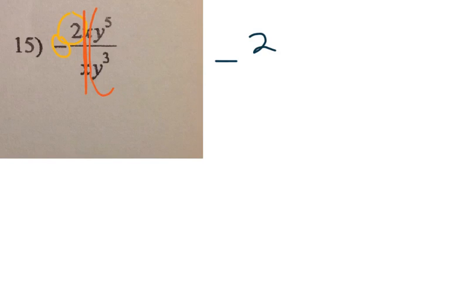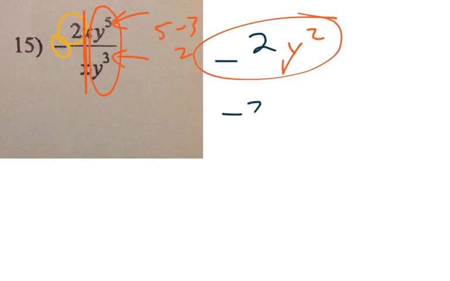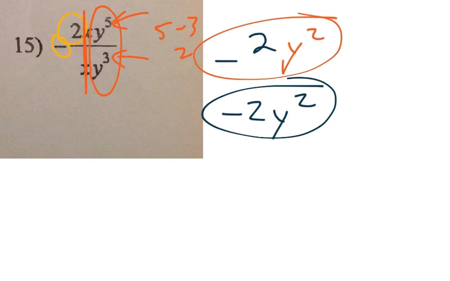Now the y's, notice how I have 5 there and 3 there. With divide we subtract. Again, exponent rule says when you're dividing exponents, subtract. So 5 minus 3 is 2, right? So that's why my answer is going to be this. Negative 2y squared. Again, everything in the denominator canceled out. Pause the video if you need to.